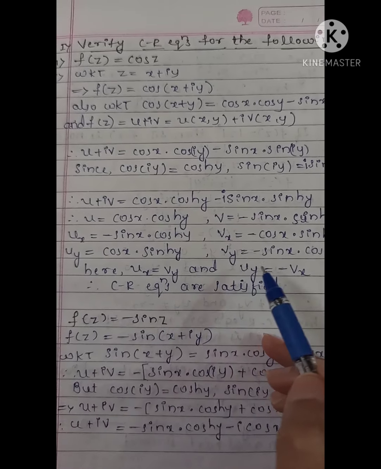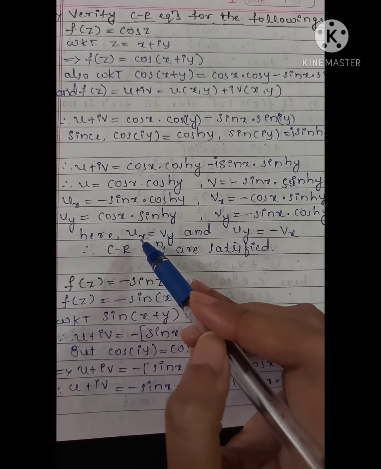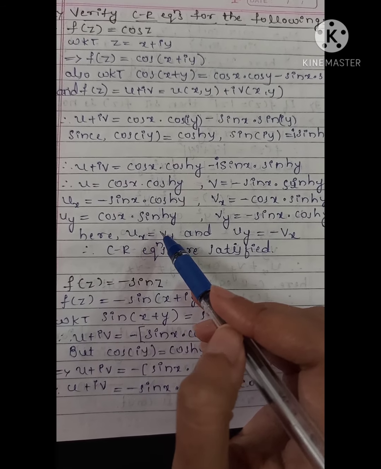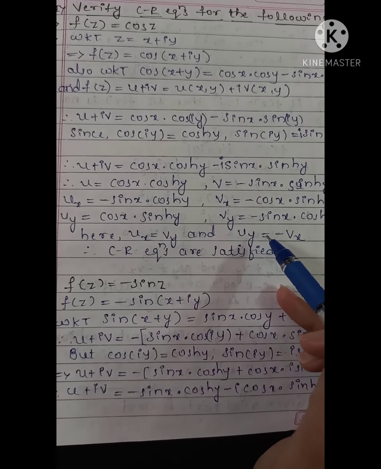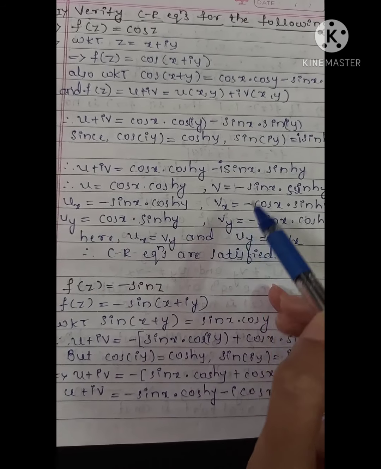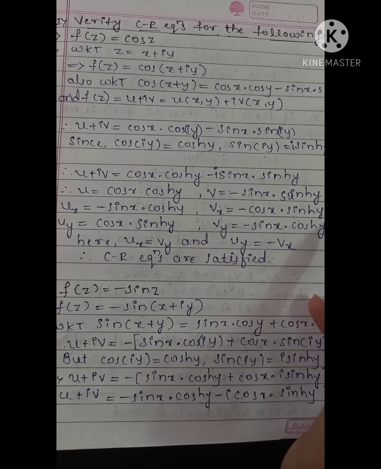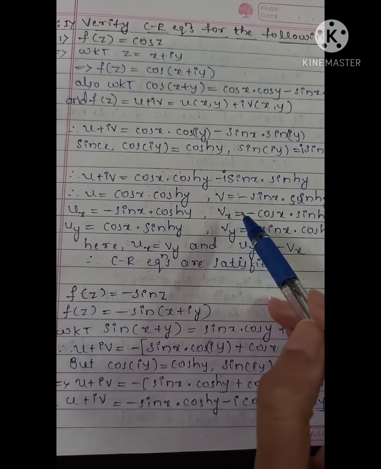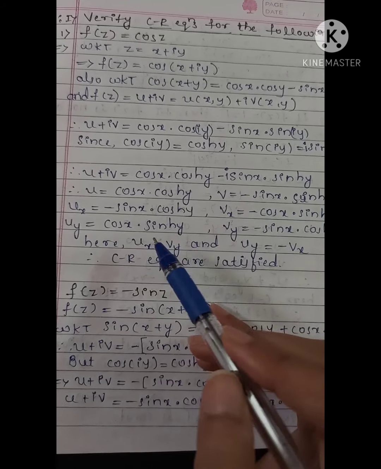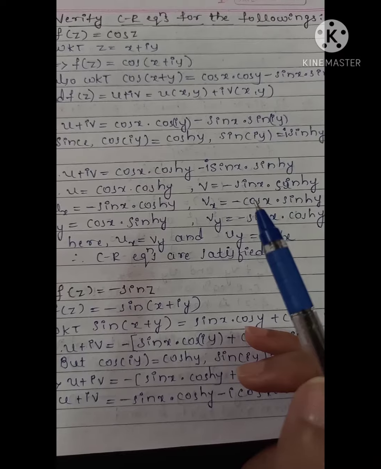Now we have to verify the Cauchy-Riemann equations. We know that the Cauchy-Riemann equations are ux equal to vy and uy is equal to minus of vx. Here ux equal to vy, which is equal to minus sin x into cos hyperbolic y, and uy is equal to minus of vx. Therefore the Cauchy-Riemann equations are satisfied.